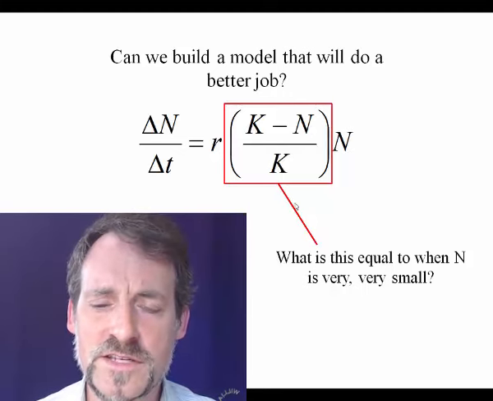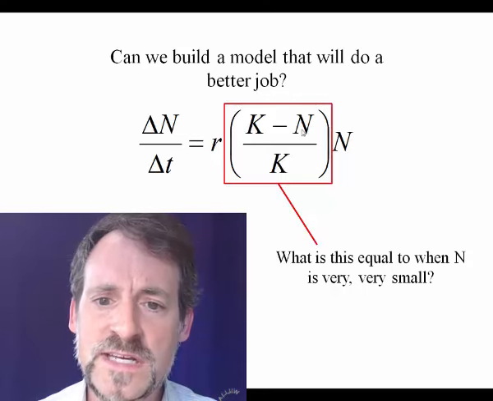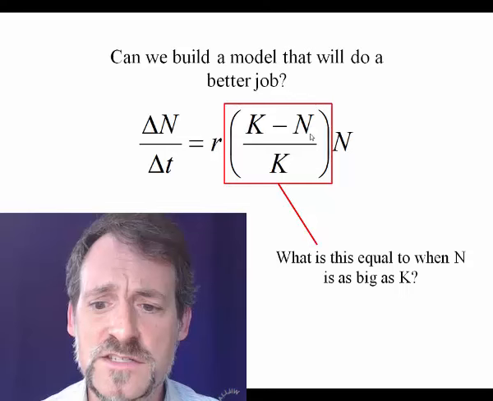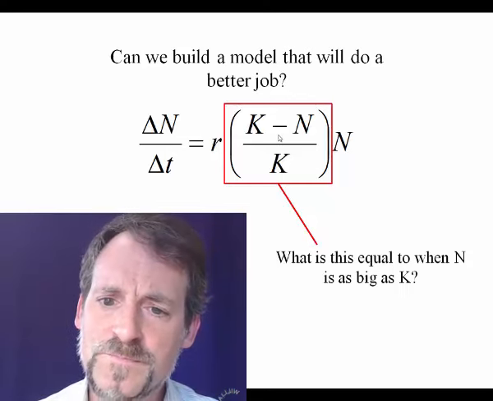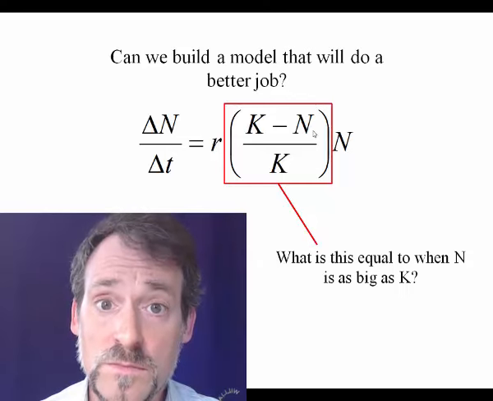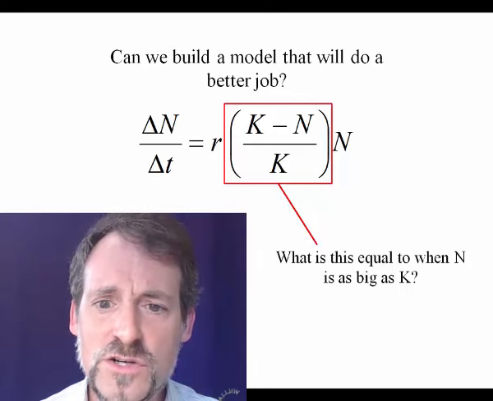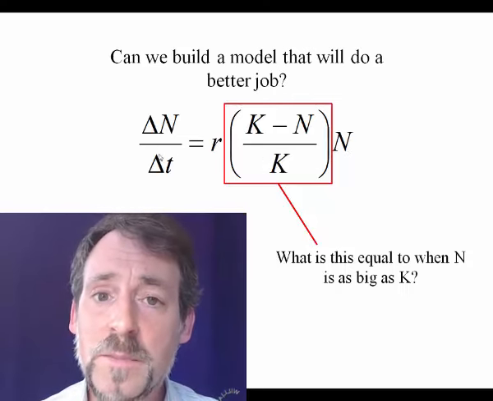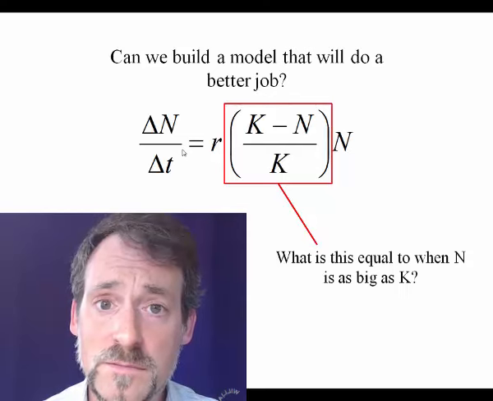Let's take another look at this, though. Okay, what happens when n and k are equal? What happens when they're the same size? Well, in that case, k minus n is basically 0. And if this term is 0, then it doesn't matter how big r is. It doesn't matter how big n is. Population growth is going to stop.